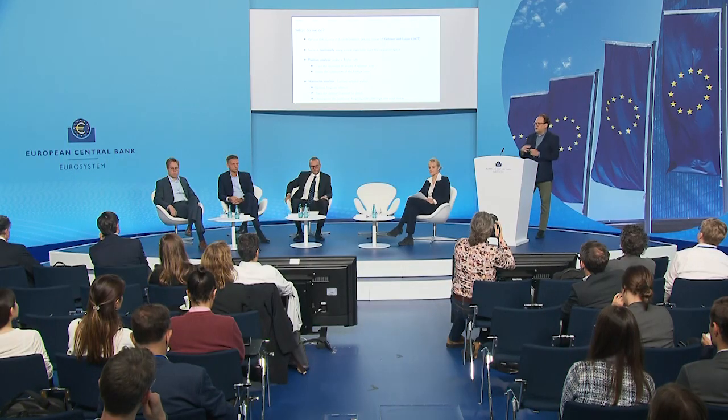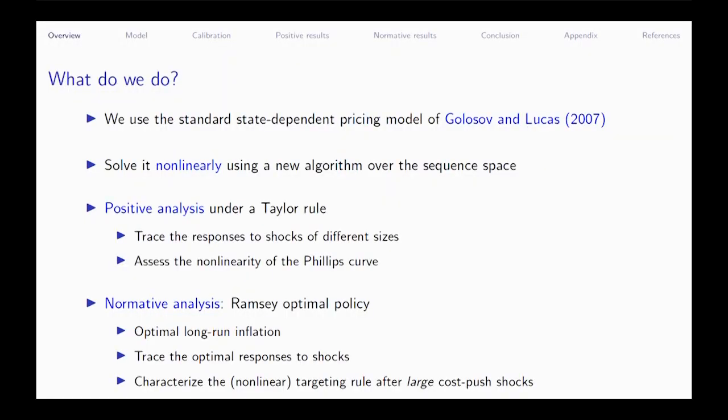And we do two things. In terms of positive analysis, we study the behavior of the model under a Taylor rule. So we trace the responses to shocks of different sizes, and then we assess the nonlinearity of the Phillips curve. Then we move to a normative analysis, the core of the paper, where we study the Ramsey optimal policy. There it includes the optimal long-run inflation. We trace the optimal responses to shocks of different types, and we characterize the targeting rule after a large cost push shock in particular.